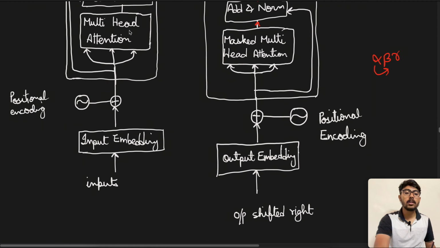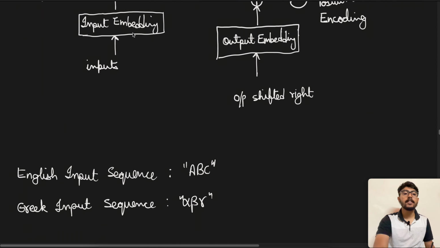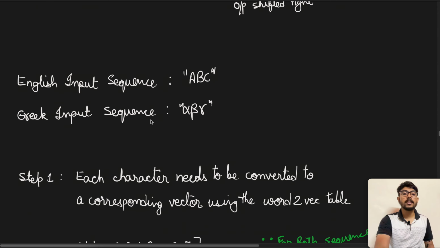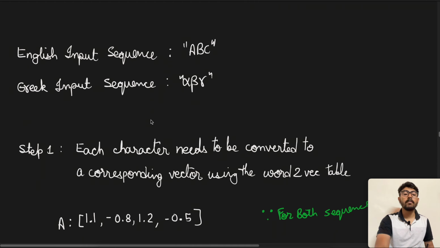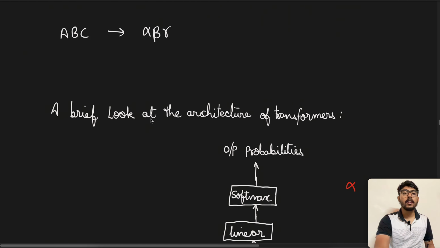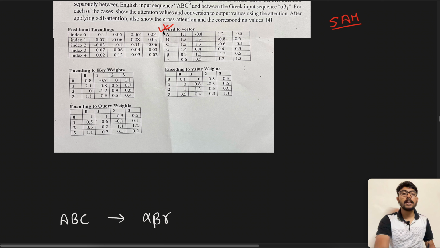Now let's go to the actual problem. So we have this English input sequence ABC and the Greek input sequence alpha, beta, gamma. Step 1 is the word to vector table which we had above. So if we go back, we see that this is the table itself, right? Each letter, let's say A, consists of a 1 cross 4 vector, 1 row and 4 columns. Similarly B, C. This length varies according to the problem.